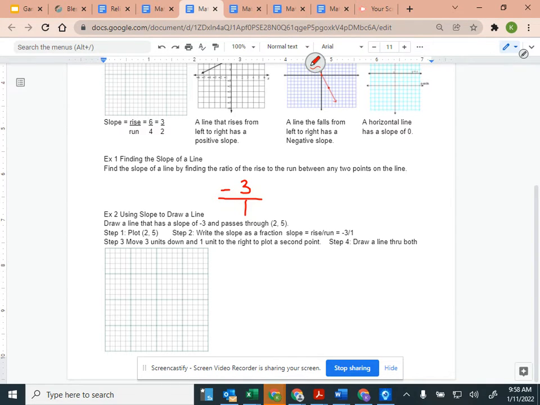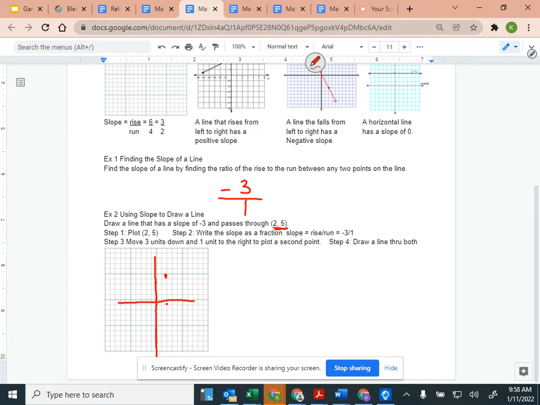And it says the line has to pass through 2, 5. So the first thing I'm going to do is graph. Let me draw that line a little bit better. I'm going to graph 2 over, and then go up 1, 2, 3, 4, 5. My pen isn't very calibrated right now, so it's not perfect, but we're going to get the idea. So that's my starting point.